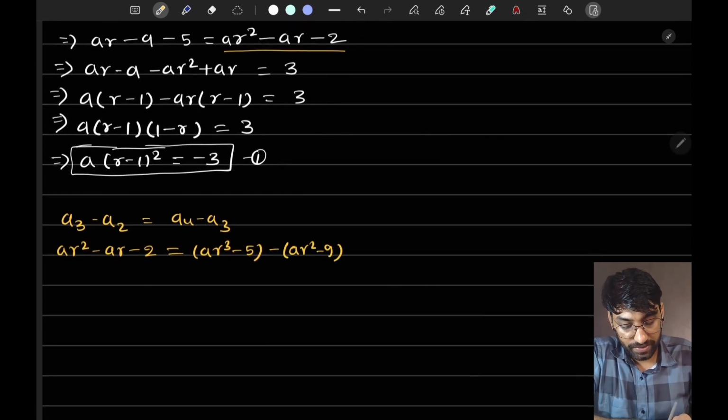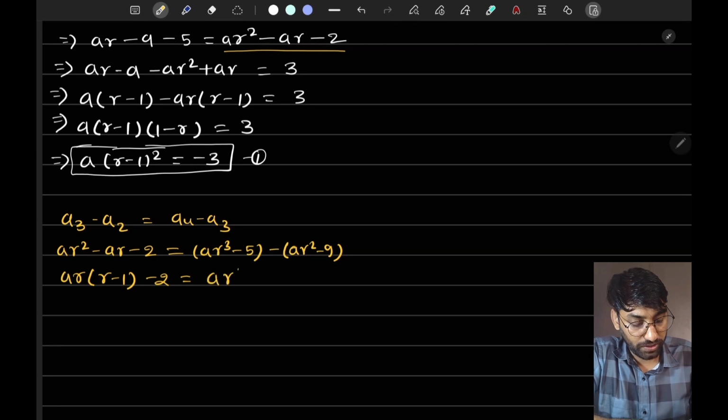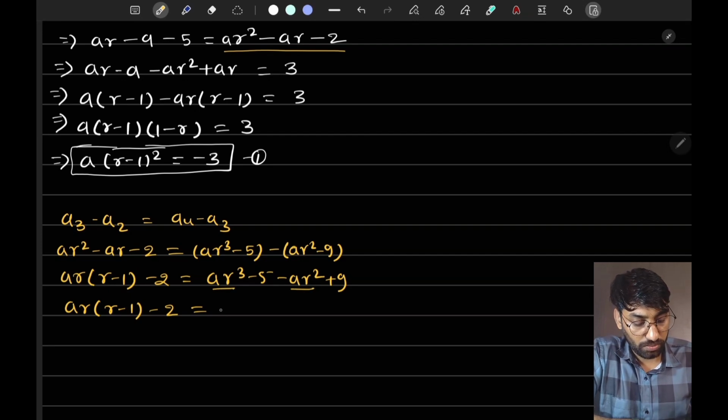So what will I get? From here I can take common: AR times R minus 1 minus 2 equal to AR cube minus 5 minus AR square plus 9. So AR times R minus 1 minus 2 equal to AR cube minus AR square. If I take AR square common, again I will get R minus 1, and minus 5 plus 9 will become 4. Correct?